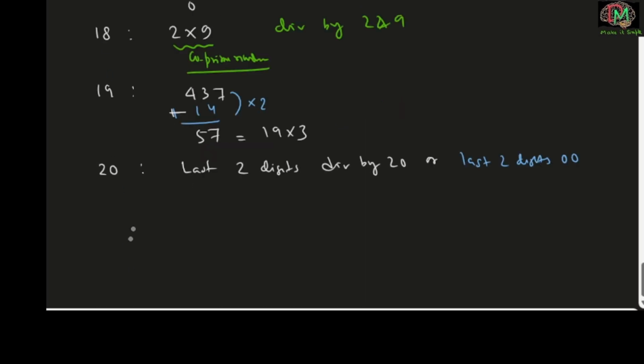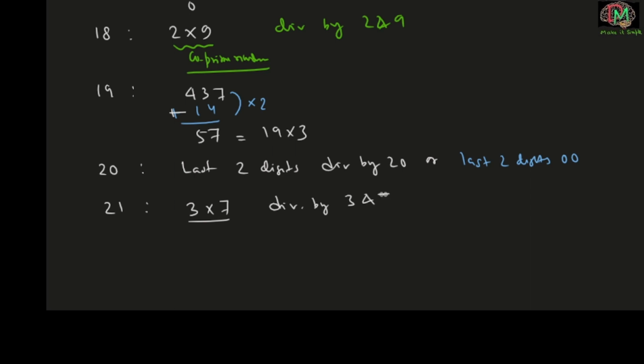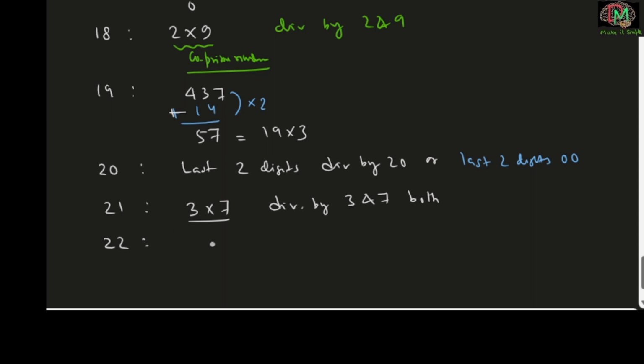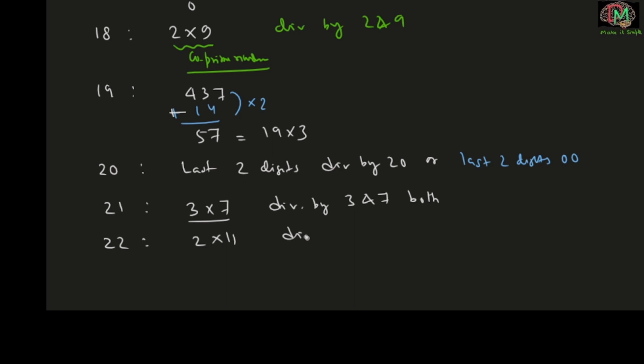Next is the divisibility rule of 21. Again we can prime factorize it as 3 into 7, and these are co-prime numbers, and you have to check whether the number is divisible by both 3 and 7. Next, divisible by 22. Again you can write it as 2 into 11. We have to check divisibility by both 2 and 11.